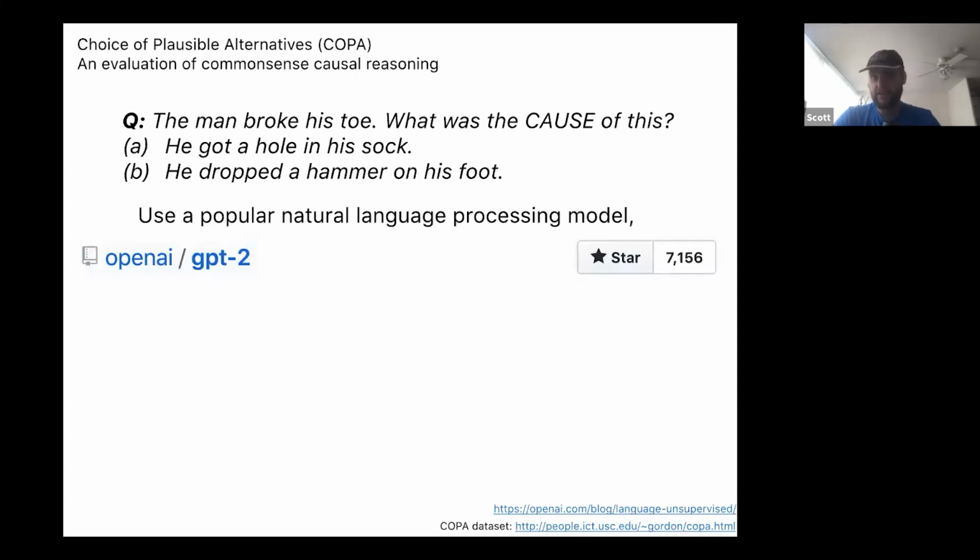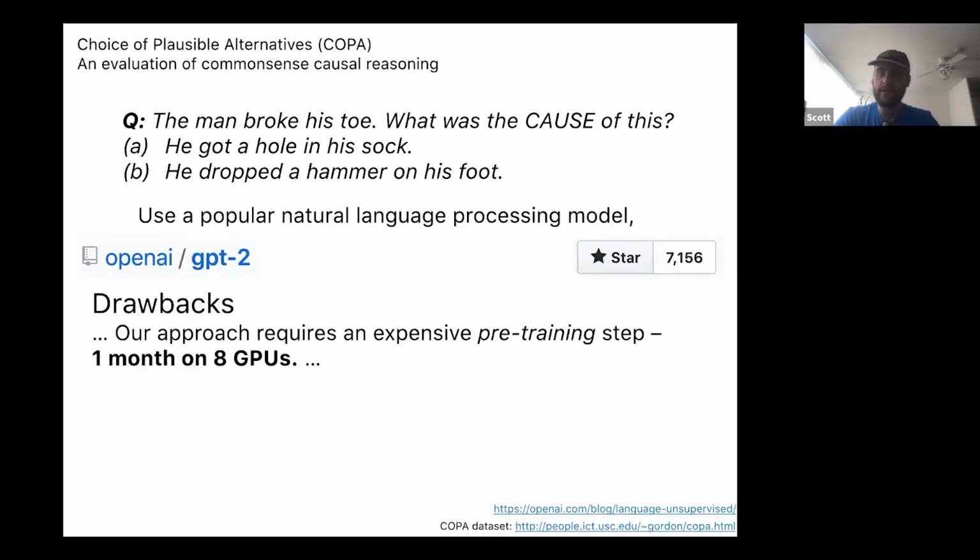Natural language processing, NLP, has seen a ton of work in the last 2 years. A lot of progress has been made. Some of that progress is shown with GPT-2. That's OpenAI's model. This was one of the first ones in 2018 that came around. There are some drawbacks though.